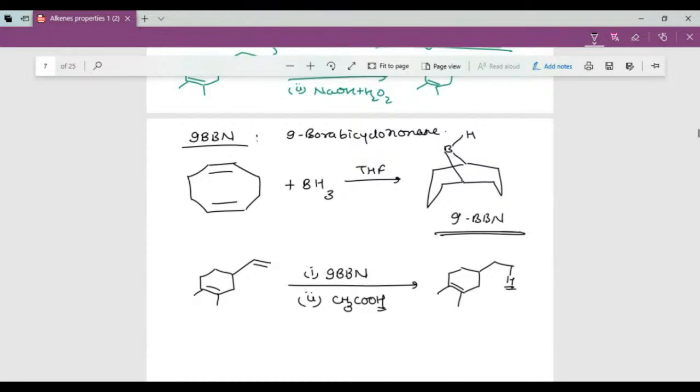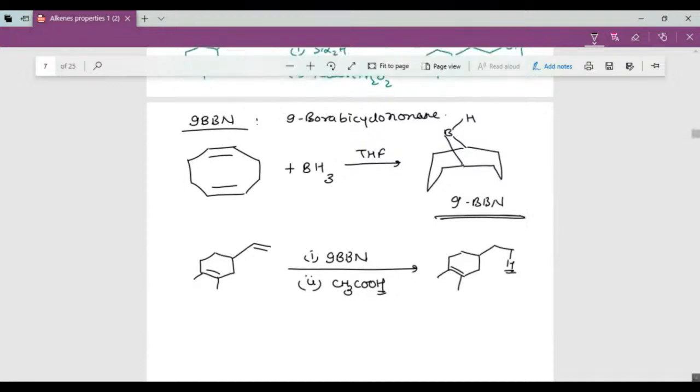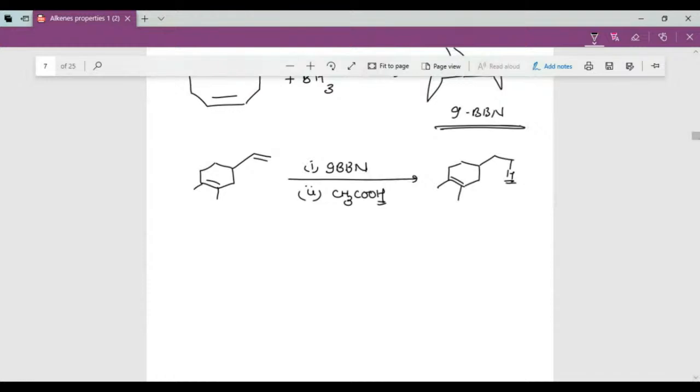Okay, there will be formation of alkyl borane, and this H will come at this site like this directly. So if the reaction is hydroboration followed by protonation, then you have to reduce them to alkanes. If they give hydroboration followed by oxidation, then you have to convert them to alcohols. And if the reaction is hydroboration followed by HNO3 and NaOH, then you have to form a dimer. That is how these reactions proceed.